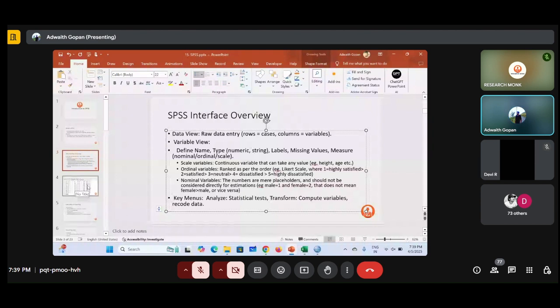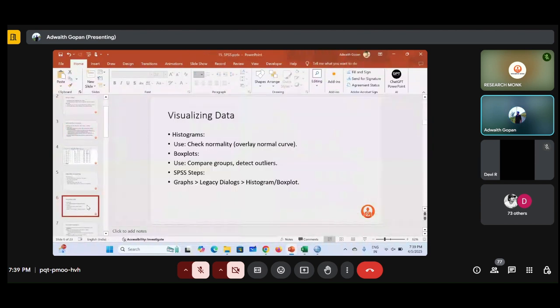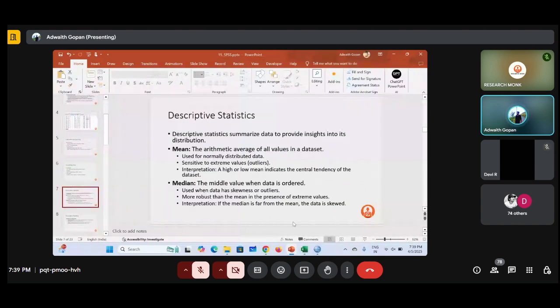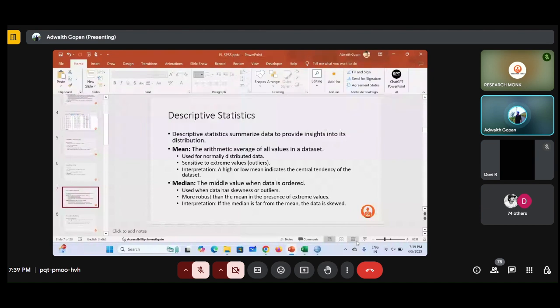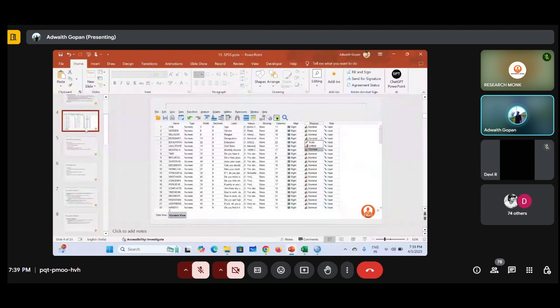Now we will go for some descriptive statistical techniques. So are there any doubts? Hello? Are there any doubts or confusions with this?